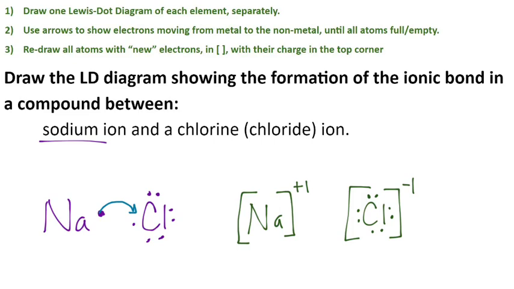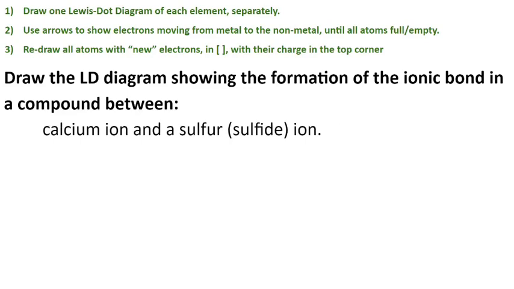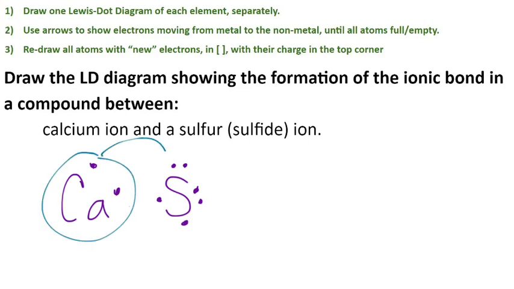This next example isn't that much different, but if we start drawing calcium, which is in the second column, it gets 2 dots around it, and then sulfur is in oxygen's column, column 16, which gets 6 valence electrons, 6 dots. And now that I've got those drawn individually, I'm trying to decide which way I'm going to be drawing my arrows. And it is always the metal to the non-metal, but it's also easier to move these 2 electrons from calcium into sulfur. So we're going to move these into these empty spots that we have here.